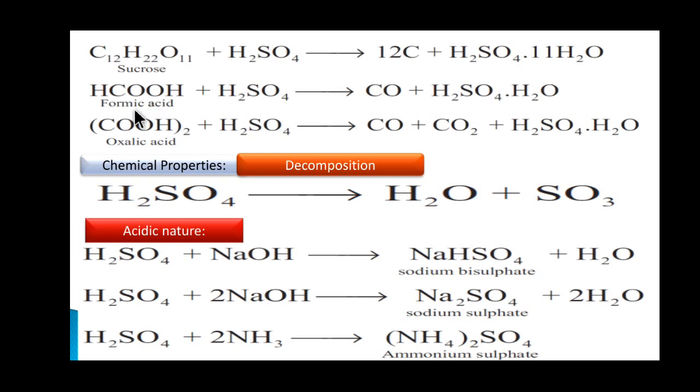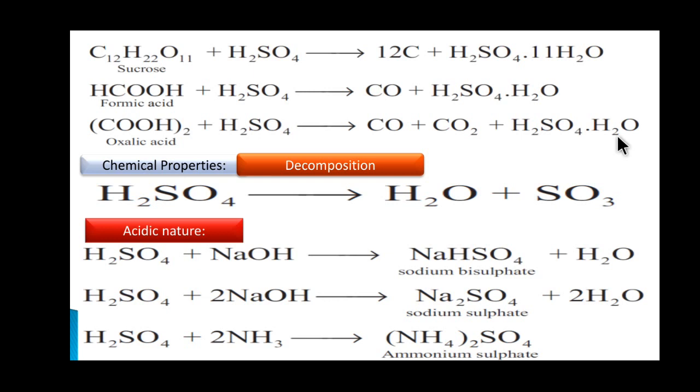And next, formic acid reacts with sulfuric acid, and formic acid is dehydrated, giving the product carbon monoxide. The sulfuric acid is hydrated to form monohydrated sulfuric acid. And oxalic acid reacts with sulfuric acid. The oxalic acid is dehydrated, giving the products carbon monoxide and carbon dioxide, but the sulfuric acid is hydrated to give the product monohydrated sulfuric acid.